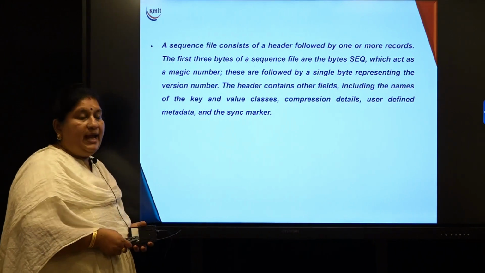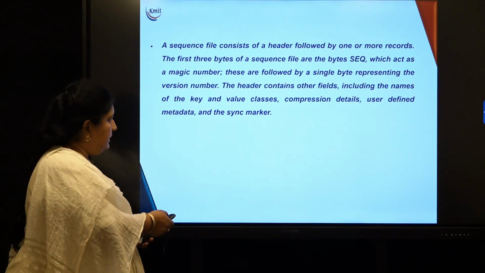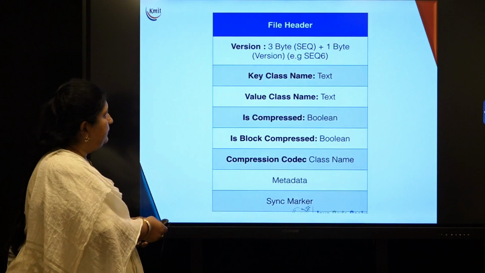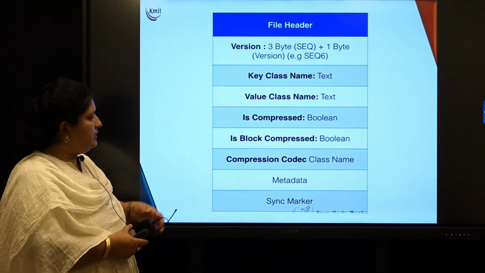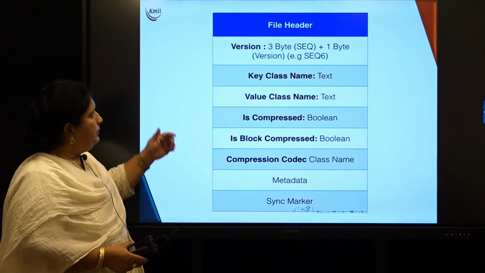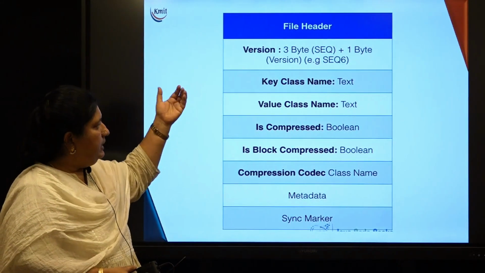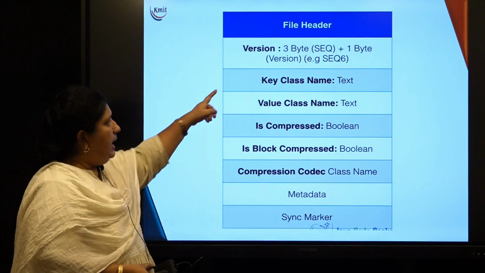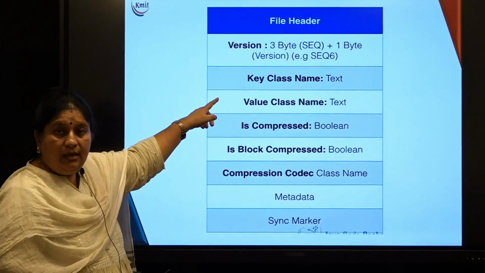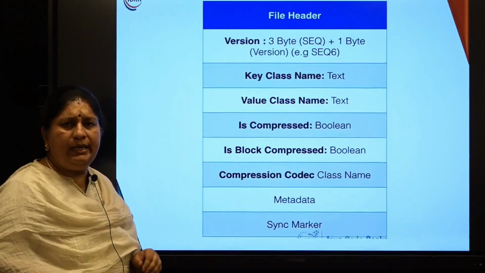The sequence file header consists of the following things. I will just show you that. This is how the sequence file header looks. It will have the version number, a 3-byte sequence number, and the key class name.